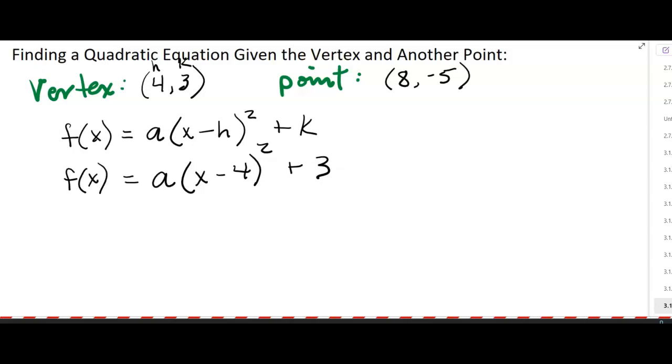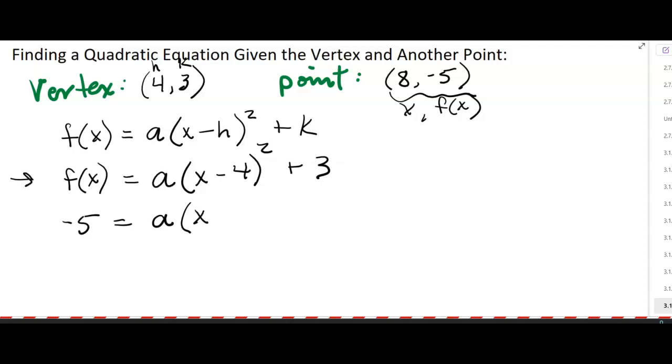Okay. And now we could multiply everything out, but we don't know what a is. That's the problem. We know the formula at this point, except we don't know what a is. That's why we have to use this point over here. Now, remember that point is x, comma, f of x. So I'm going to put in a -5 for f of x. The a I don't know. I'm going to have to figure that out.